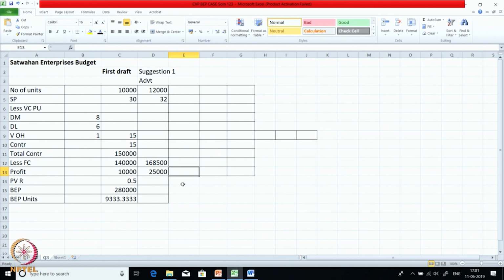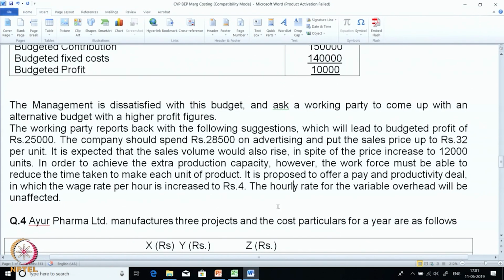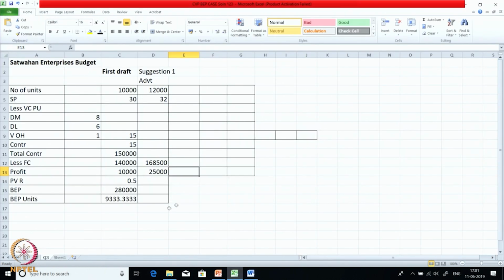We already know that they have a target of 25,000 profit. It is very clearly given, which will lead to a budgeted profit of 25,000. So anyhow, they want to make a profit of 25,000. Are you able to compute these components of VC? It is not a straightforward calculation, you cannot directly compute this.